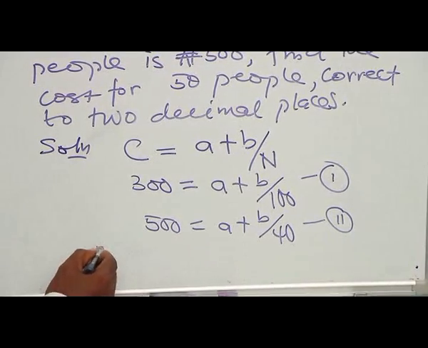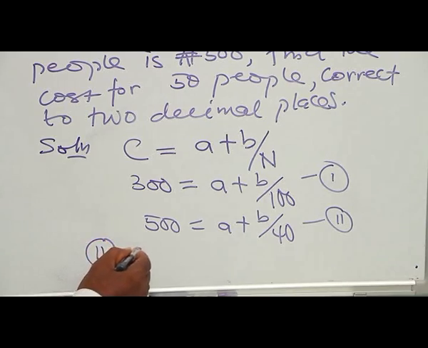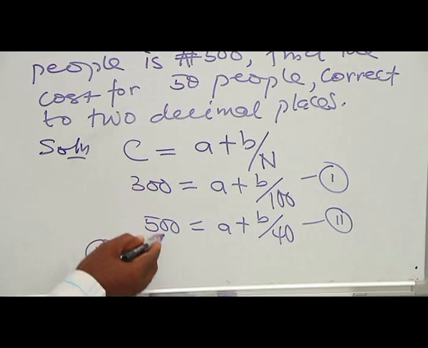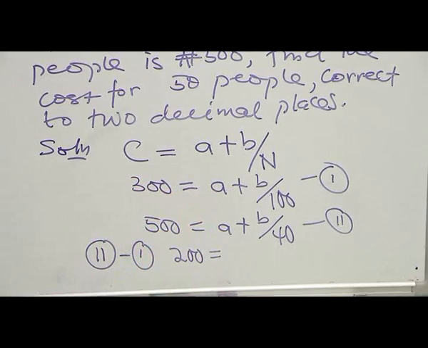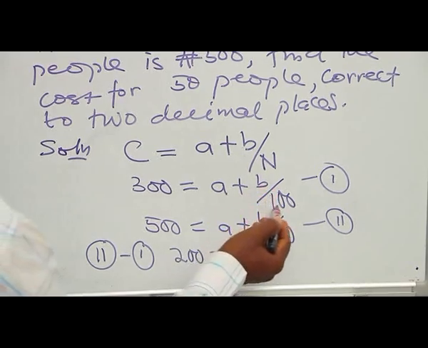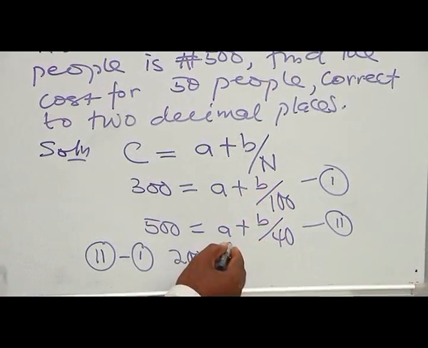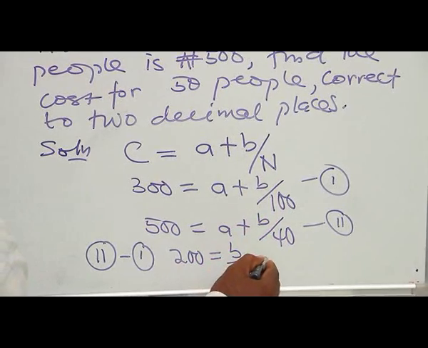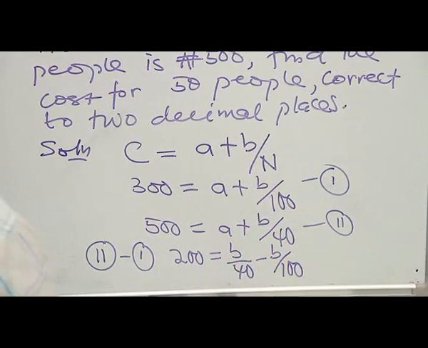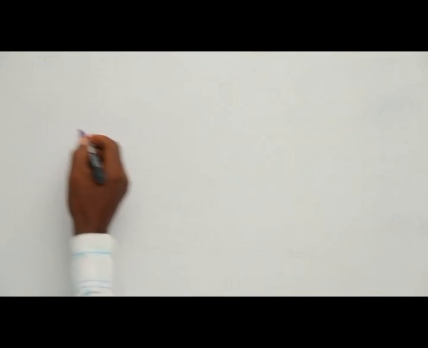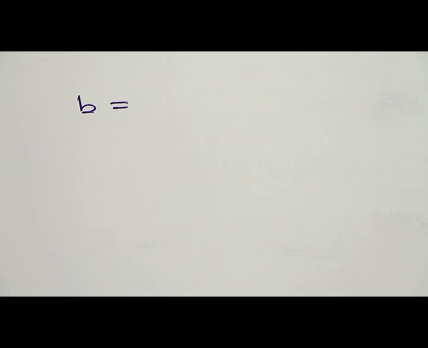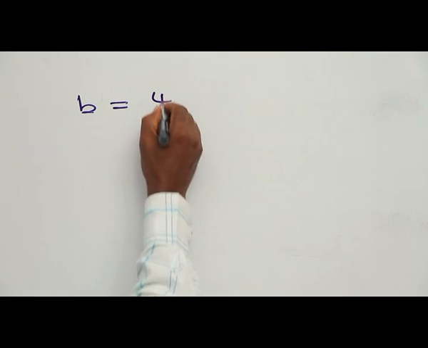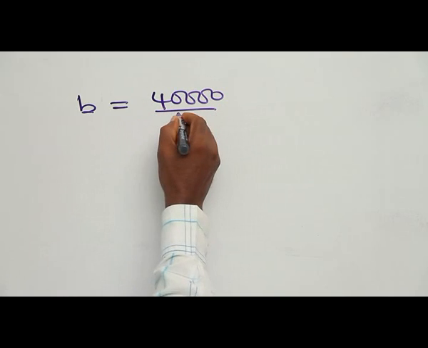You can do that by saying equation 2, take away equation 1. You take away 300 from 500, you have 200. You take away A from A is 0. You will now take away B over 100 from B over 40. So we have B over 40 minus B over 100. Now let's solve for B. If you solve for B in that equation, you have that B will be equal to 40,000 over 3.